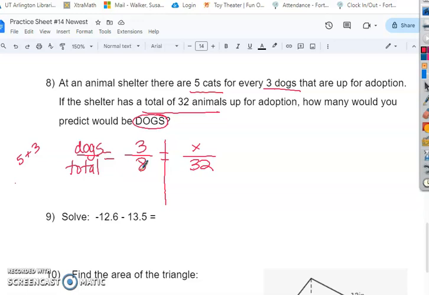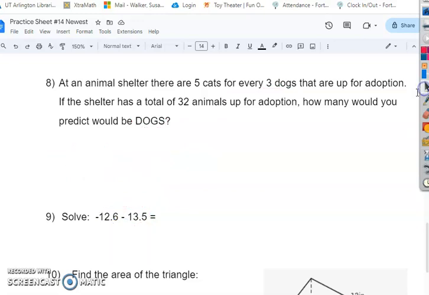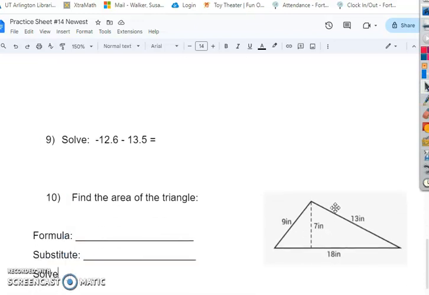Number 9, solve. Same, sum, add to the left. And number 10, we're ending on an easy problem. I'm not going to do this one for you. You are going to put in the formula, put your parentheses, and solve it. If you do it correct, you will have a whole number answer.